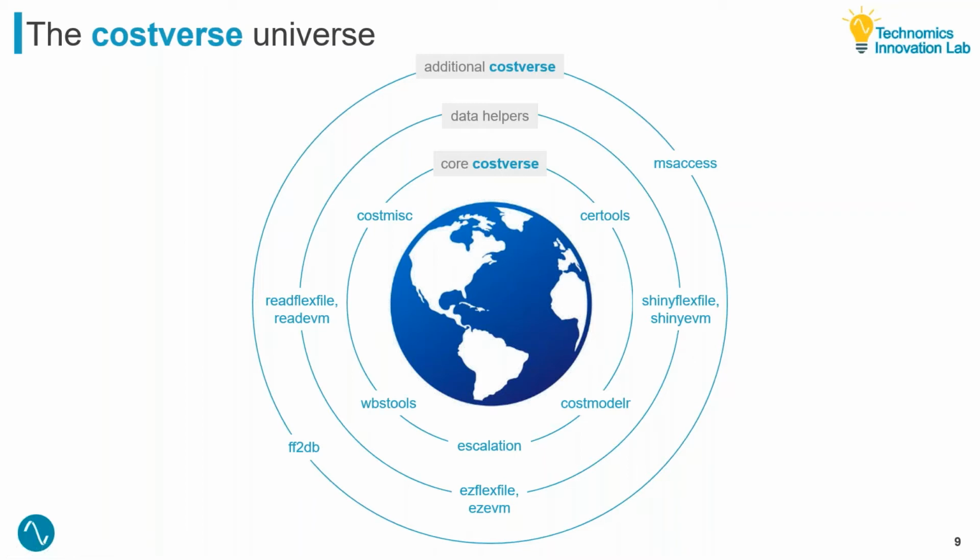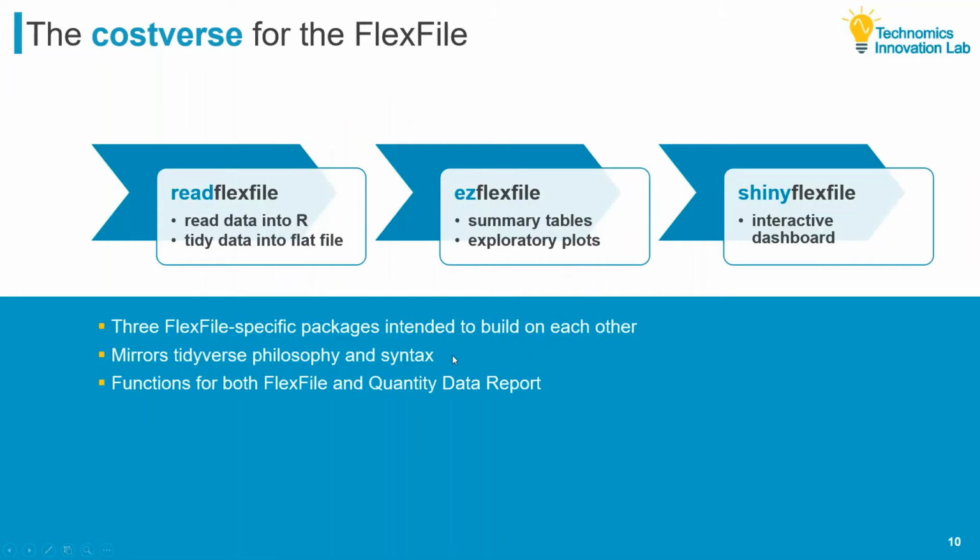FF2DB, for example, is an R package to facilitate moving a flat file into a database. So again, with the Costverse, we have these core packages that support common cost analytical tasks, some data helper packages that work with specific data formats, and then the additional Costverse packages to maybe work with some other tools as well. So that's the Costverse as a whole. Let's now dive really into the specific FlexFile packages within it. Again, the Costverse for the FlexFile is made up of 3 packages.